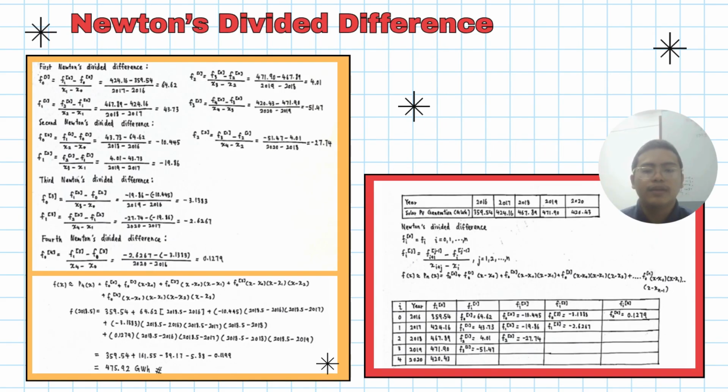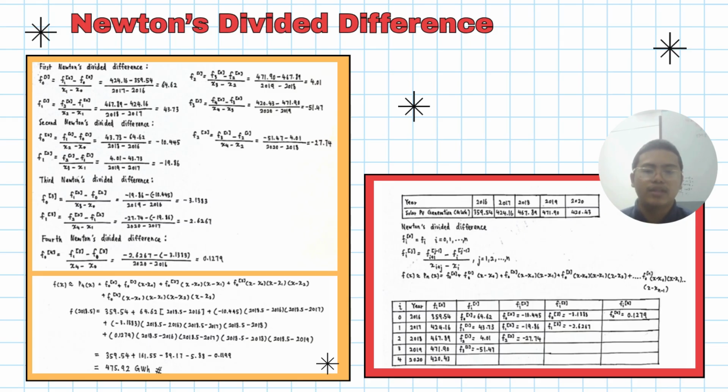For the second numerical method, we apply Newton's divided difference method using the same solar PV data from 2016 to 2020. This method is particularly suitable for tabulated data and allows the interpolation polynomial to be constructed progressively. Step 1, zero divided difference. The zero divided differences are simply the original solar PV values for each year.